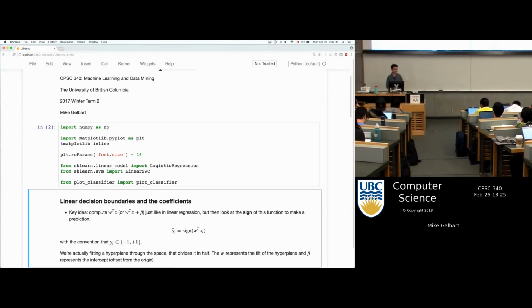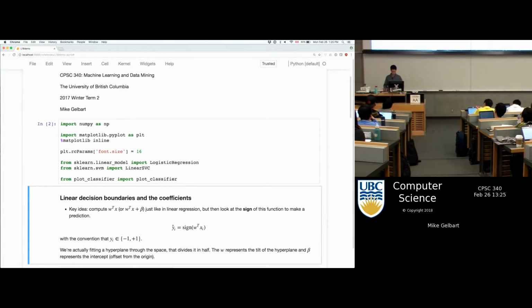Okay. This plot classifier is not a standard thing. It's just some code I have that's adapted from scikit-learn. It's the code that produces those plots we've been looking at. Okay, but I just had it in the wrong directory.